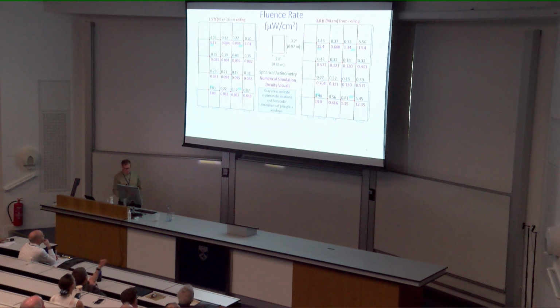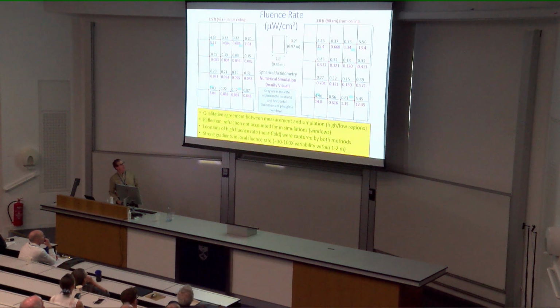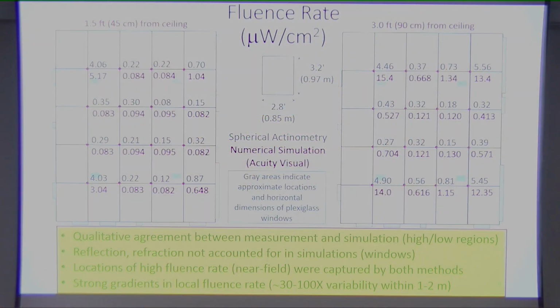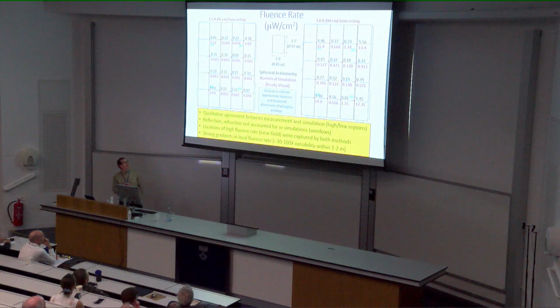Now that's relevant because the modeling does not account for reflection or refraction, reflection being more important in this situation. And so, for example, reflection down here in this corner where we have two windows is more likely to be relevant than in an area out here. All right, so that accounts for the non-uniformity, or let's say the non-symmetric behavior, that we observed with the spherical actinometry.